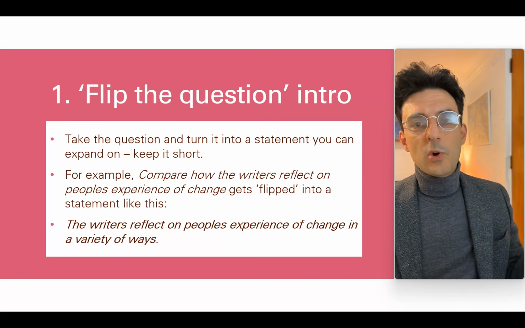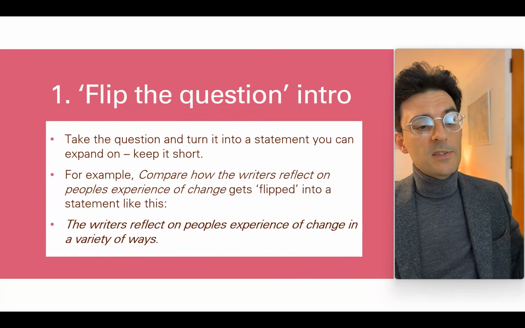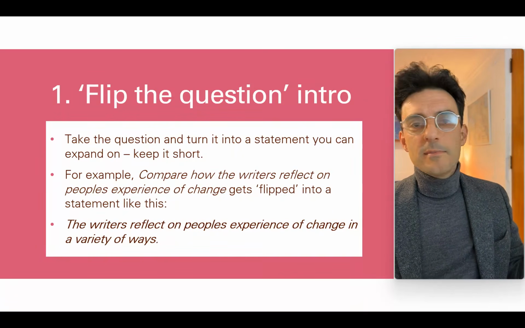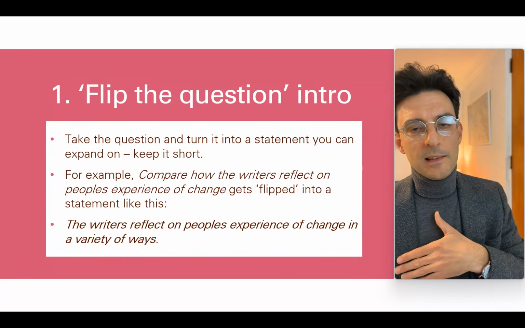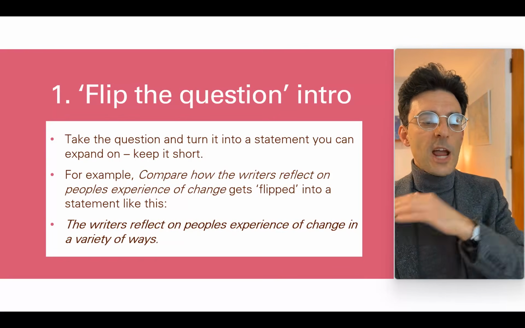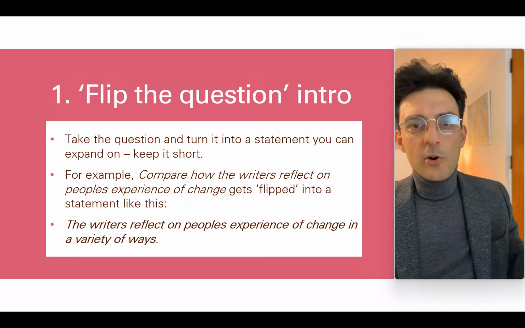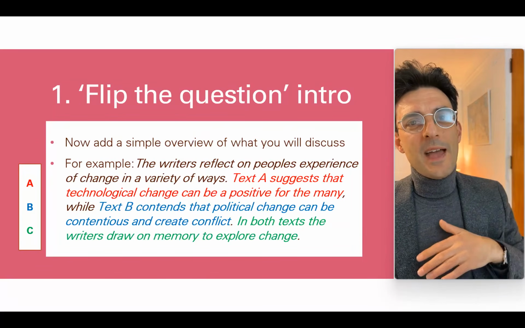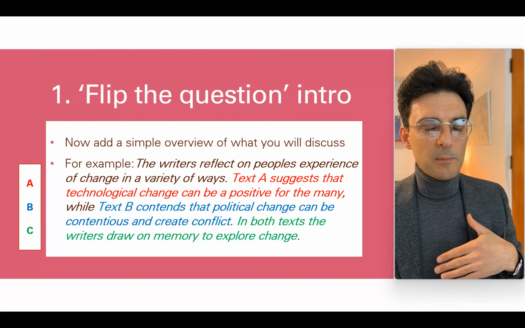So I take the question, which is "compare how the writers reflect on people's experience of change," and I sub out "compare how," turn it into an active statement, and add a little bit to it. The writers reflect on people's experience of change in a variety of ways. Now that is super generic, and that's totally fine because I'm going to expand on it a little bit with an overview of what my 3 talking points are going to be.